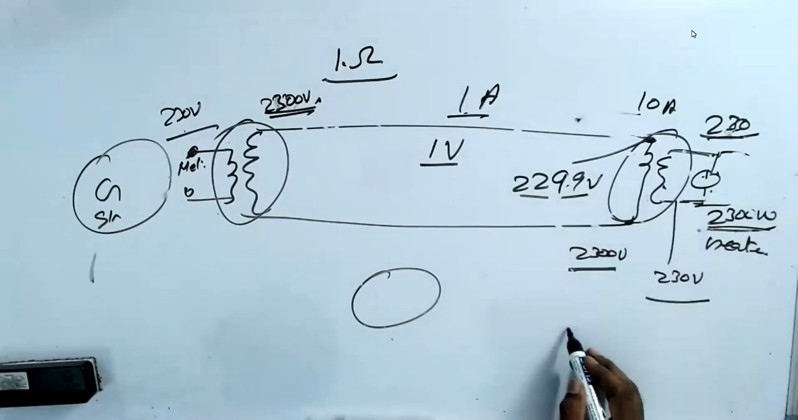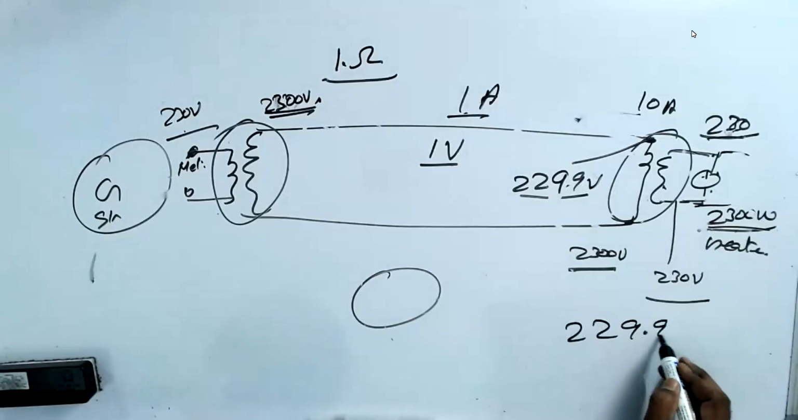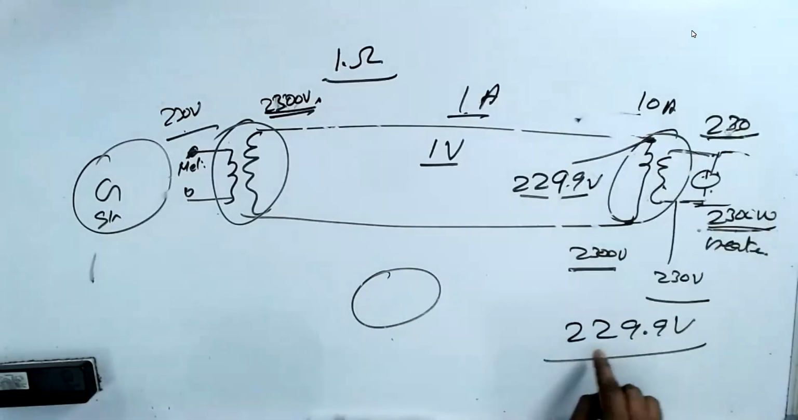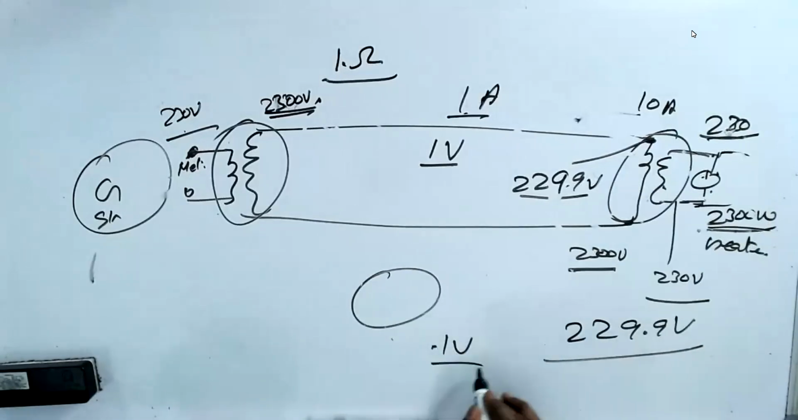I get now 229.9 volts. See here, previously I got 220 volts. Now I'm getting 229.9 volts. Drop is only 0.1 volt.